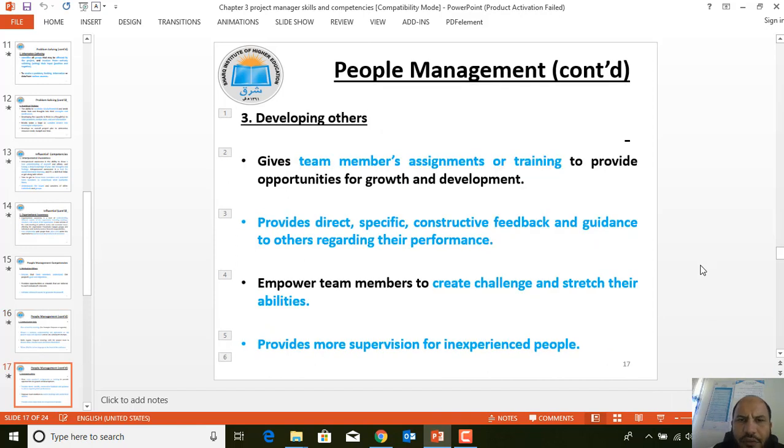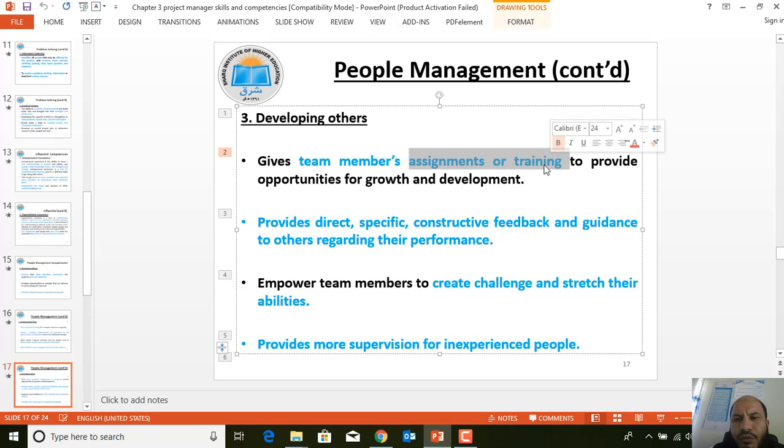Okay, the next step in the people management competency is developing others. It is one of the skills of the project managers. So developing others means the project manager should give the team members assignments or training. Through this assignment and training, the project manager will provide them an opportunity to grow and develop themselves. So it is one of the project manager's responsibilities to develop their team members or the group members.